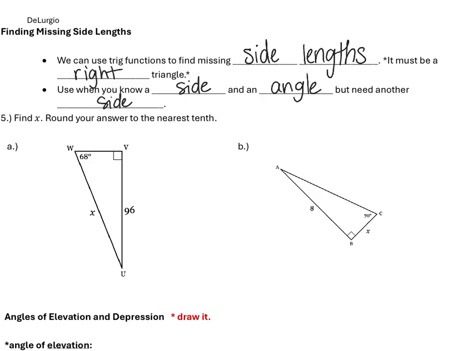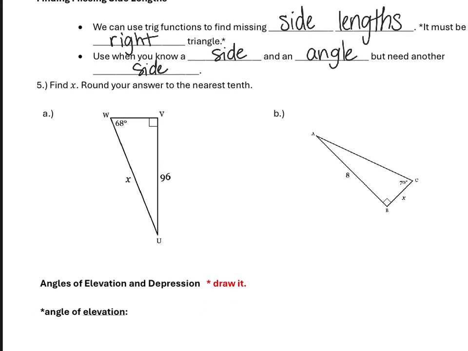So be careful. Make sure you always read where you're supposed to round, because this is where you're going to use your calculator. And so you'll a lot of times get long decimal answers. So you need to read where you need to round your answer off to. So let's start with letter A. We are finding this missing side x.